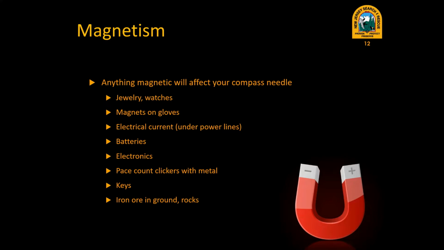In addition to things that you wear on your person, you might also encounter magnetic fields in the ground itself. In the areas that we're hiking, many iron deposits exist. And if you're standing on top of one of those iron deposits, you might get some odd readings on your compass, either things that seem like they're obviously incorrect, or a wavering needle that indicates a fluctuating magnetic field.